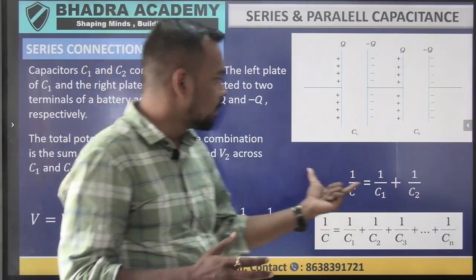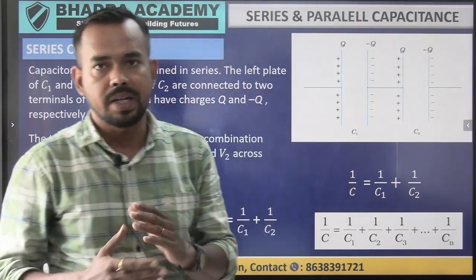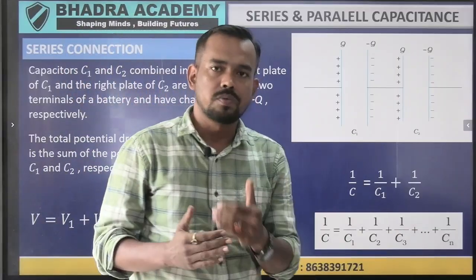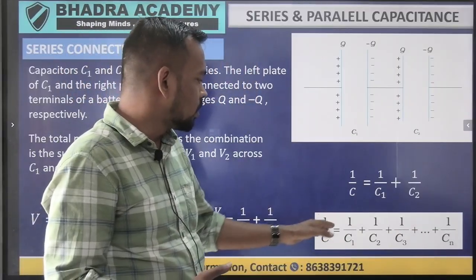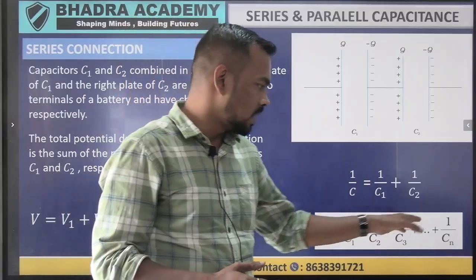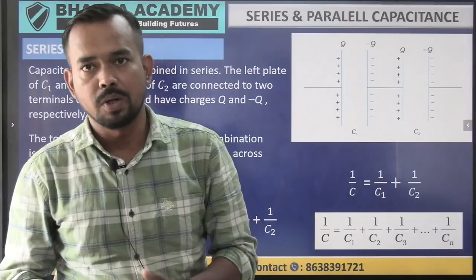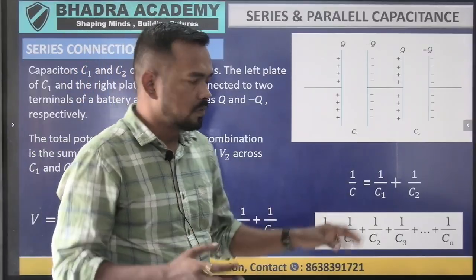So this is the series combination, and if the number of capacitors is very high, that is n number of capacitors, the equation becomes 1 by C is equal to 1 by C1 plus 1 by C2 plus 1 by C3 up to 1 by Cn, for n number of capacitors. So this is the formula of series combination.